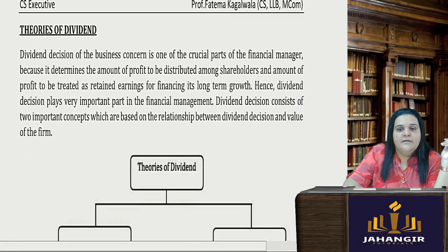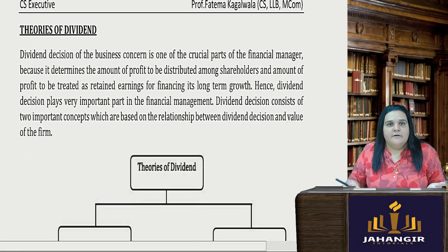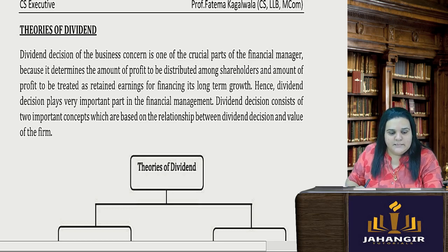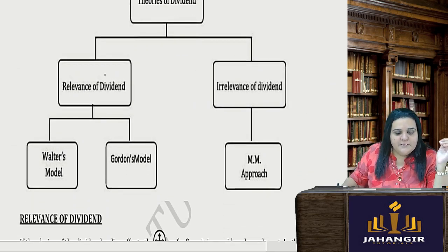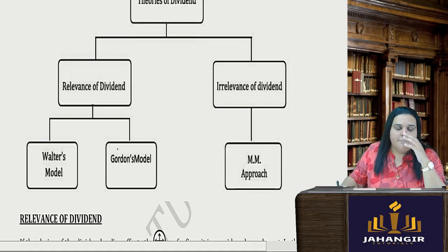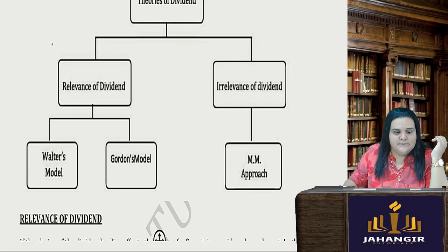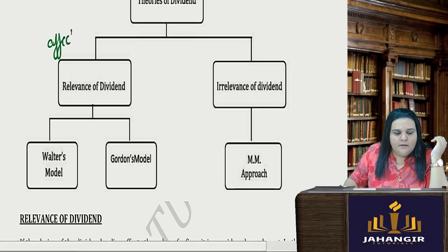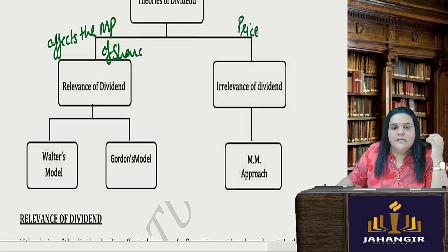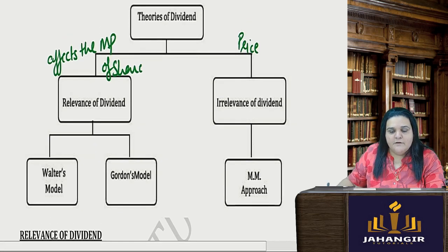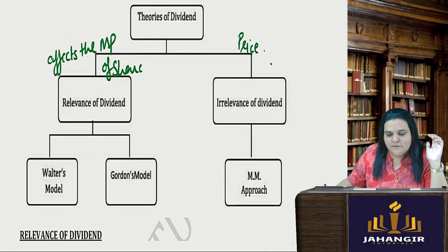Theories of dividend is all what the sums we have done. We have done 2 types of theories. One is relevance of dividend. Relevance means payment or non-payment of dividend will affect the market price of the share. Irrelevance means the price does not get affected irrespective of whether you are paying dividend or not paying dividend. Price is not affected.